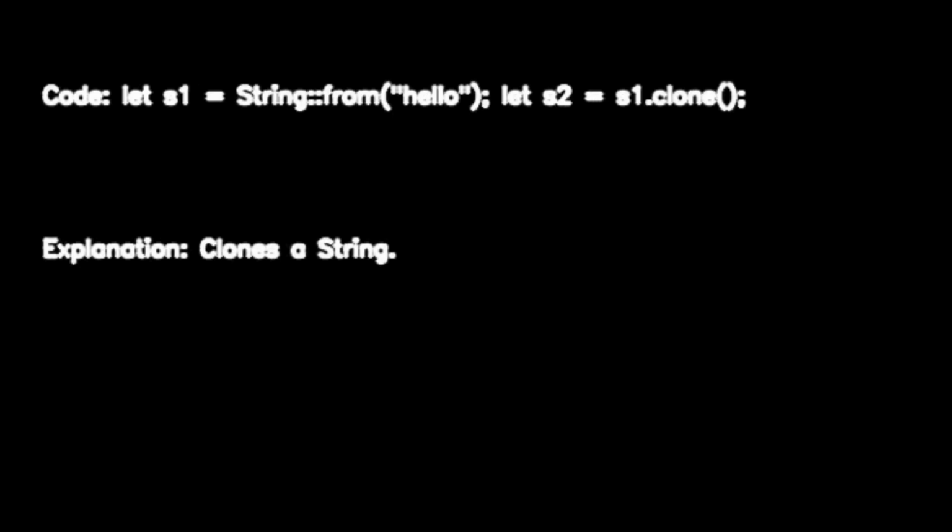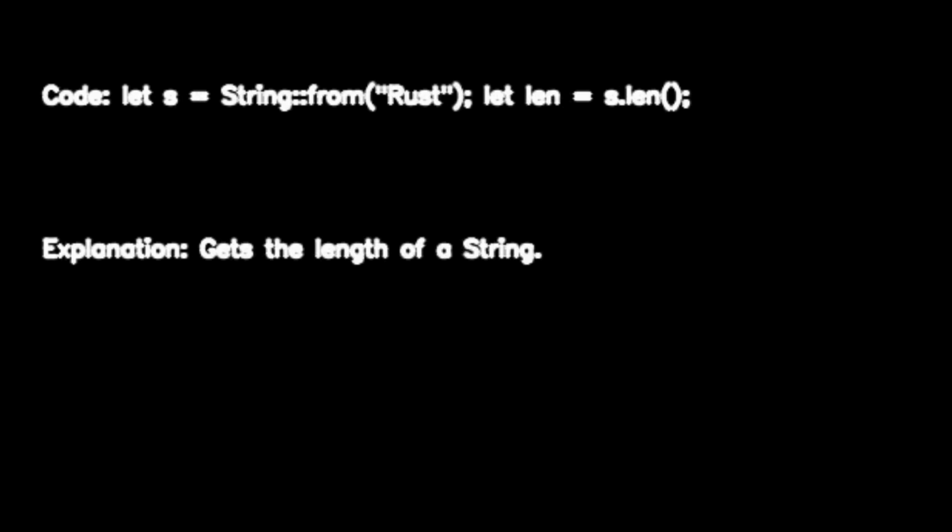Code. let s1 = String::from("Hello"); let s2 = s1.clone(); Explanation: clones a string. Code. let s = String::from("Rust"); let len = s.len(); Explanation: gets the length of a string.